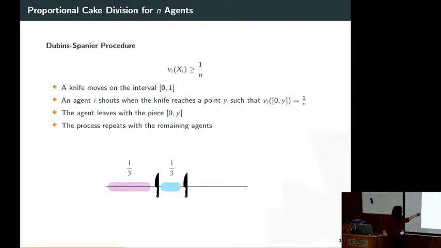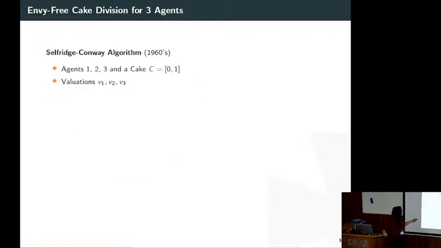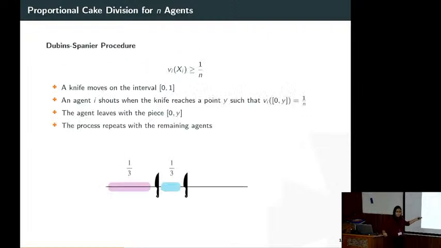The first query we ask is, I'm moving my knife, what is the point where you get your 1/nth of the value? This is a cut query. We ask this first cut query to every agent, to all the n agents. What is the point y where you get 1/nth of your value? For each of the n agents, I have a value y. I pick the leftmost y point.